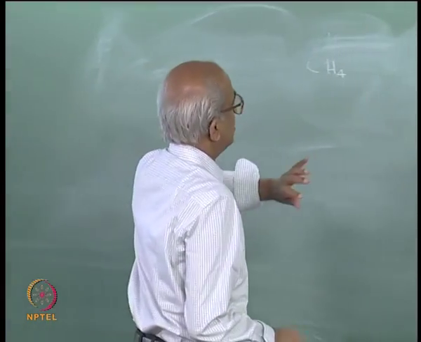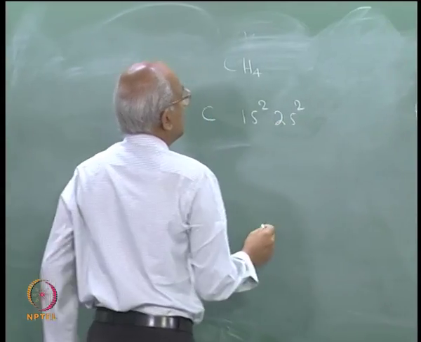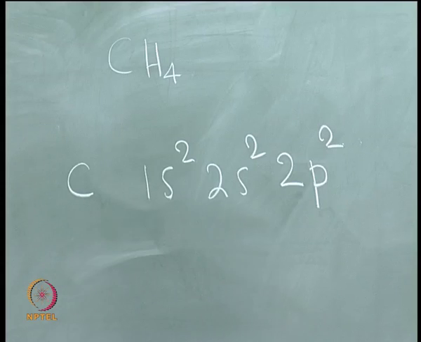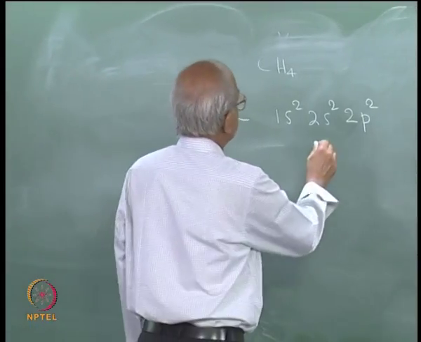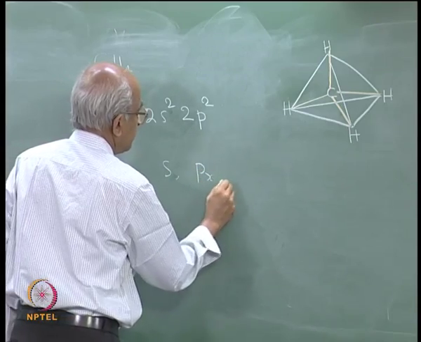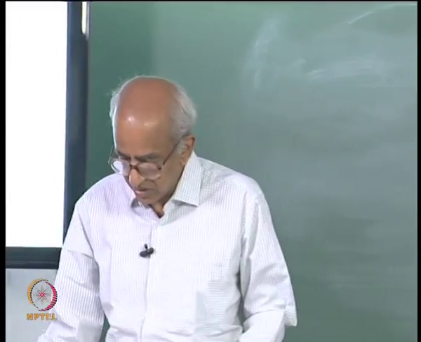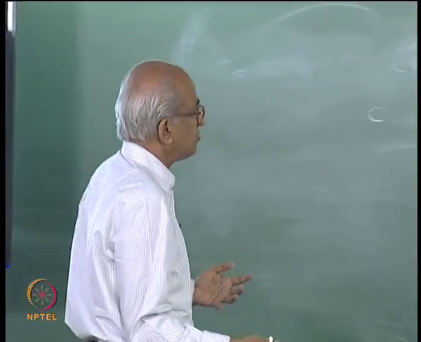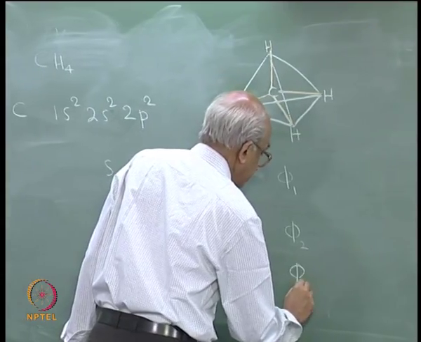And how does one explain the structure of this molecule? Well, the electronic configuration of carbon is 1s2, 2s2, 2p2, and in order to explain the formation of this molecule, what one imagines is that one electron is promoted from 2s to 2p. So that you have an s and px, py and pz orbitals. These orbitals are available for bond formation, and the way you have to imagine is that these four orbitals hybridize together to give you four equivalent hybrid orbitals, which we will denote by the symbols phi1, phi2, phi3 and phi4.